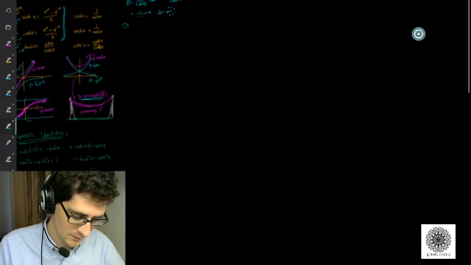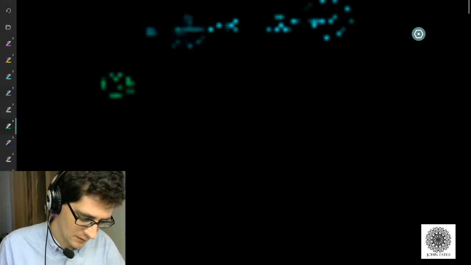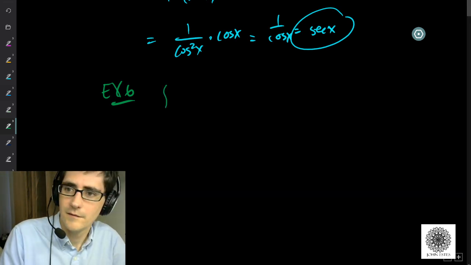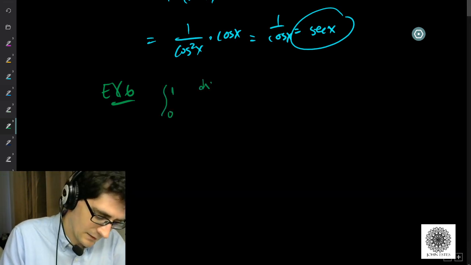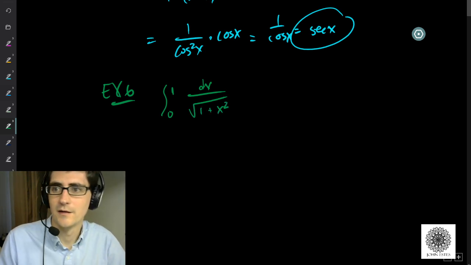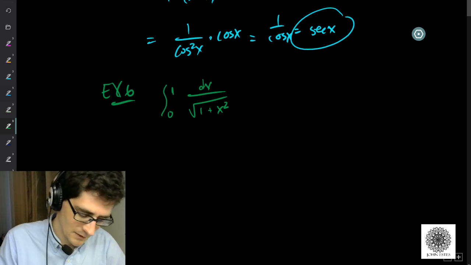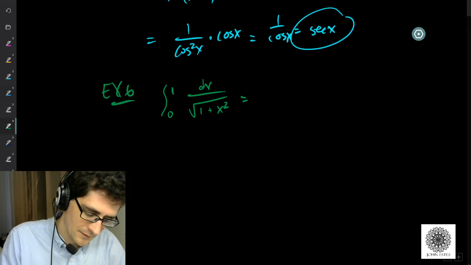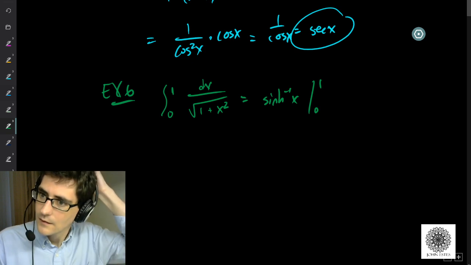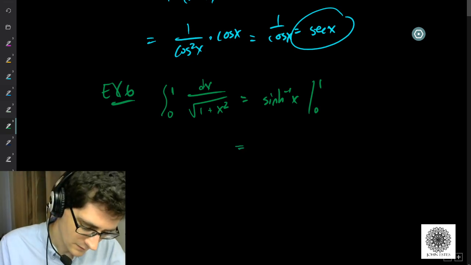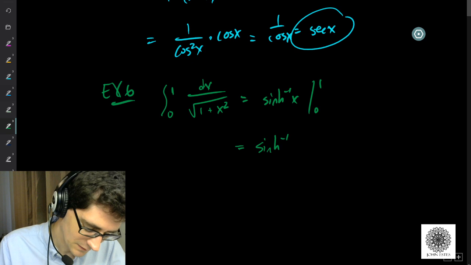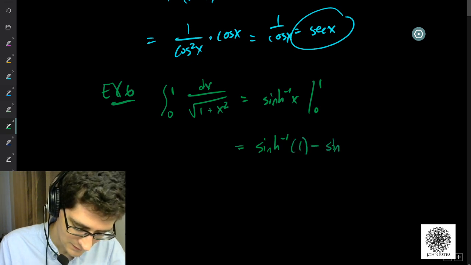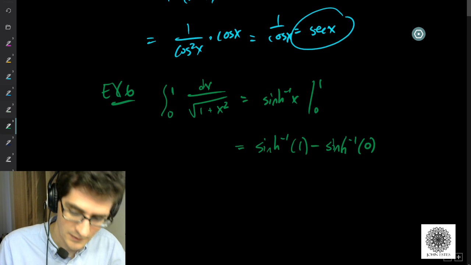Okay, so let's go back at the top, and what we want to integrate now is the integral from 0 to 1 of dx over the square root of 1 plus x squared. All right, and this is just what we figured out here. So that's going to be, just using our table, sinh inverse of x, going from 0 to 1. Okay, so can I figure out then what sinh inverse of 1 minus sinh inverse of 0 is?